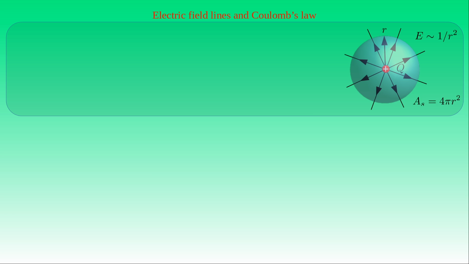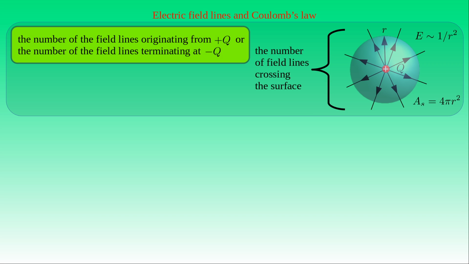All the electric field lines originating from a positive charge or terminating at a negative one will cross the sphere. Then we obtain the number of the field lines passing through the sphere if we multiply the density of the field lines on the spherical surface by the area of the sphere. It follows from our convention that the density of the field lines is simply the magnitude E of the electric field strength, whereas the area of the sphere is given by 4 pi r squared.